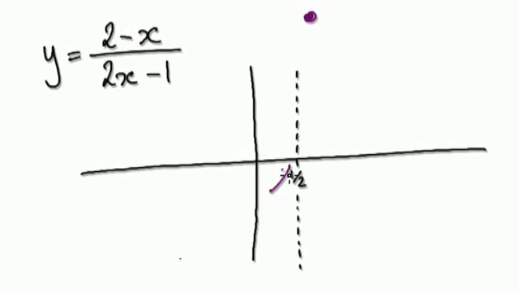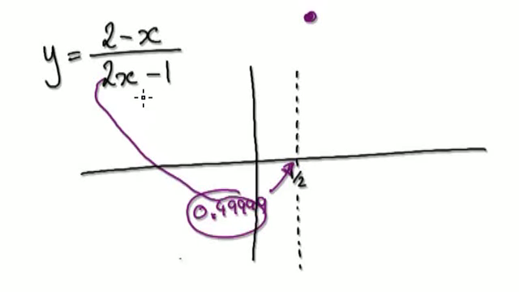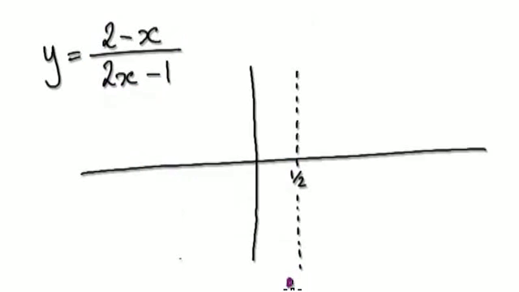Use the same argument for this. Select a point just to the left of a half. Let's say 0.49999 whatever. Put this into here and use the same argument, and it will make y negative very, very big, which will be somewhere down here. So let's just say it's around here. So just to the right, y would be very, very big. Just to the left, y would be very, very big, but negatively big, somewhere down there. So let's just say it's here and here.